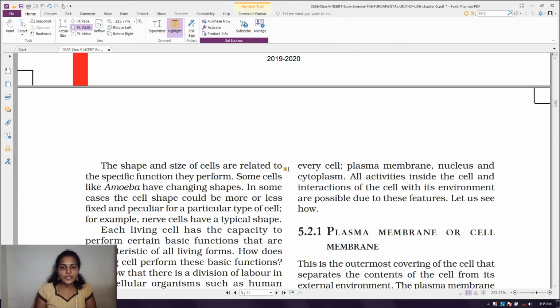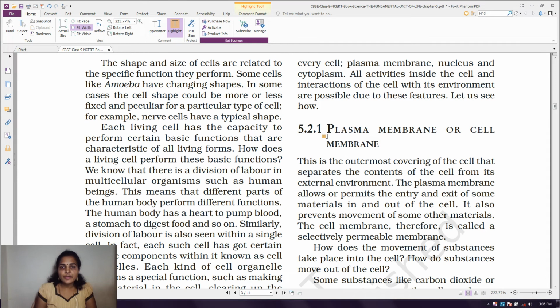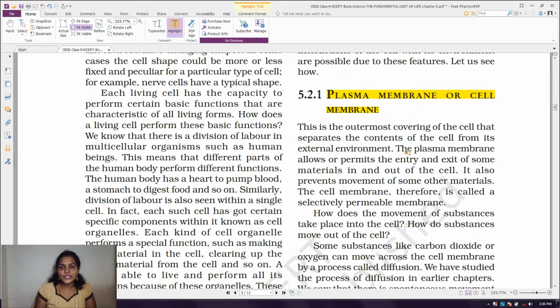So the first one is nothing but the plasma membrane. This plasma membrane is otherwise called as cell membrane. So this membrane is the outermost covering, outermost layer of the cell. Okay, so now what is the use of this plasma membrane? So this plasma membrane we are calling as semi-permeable membrane or selectively permeable membrane.